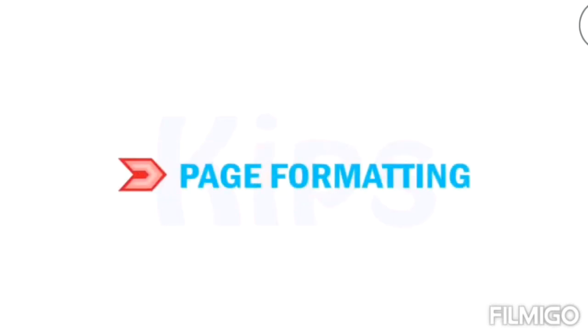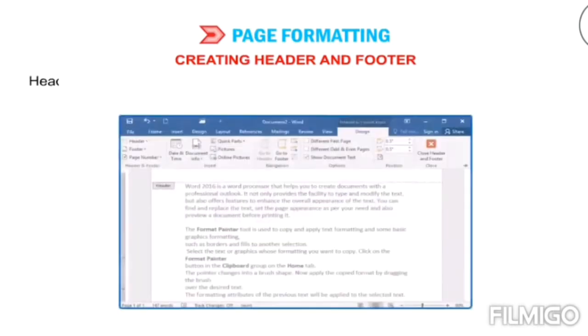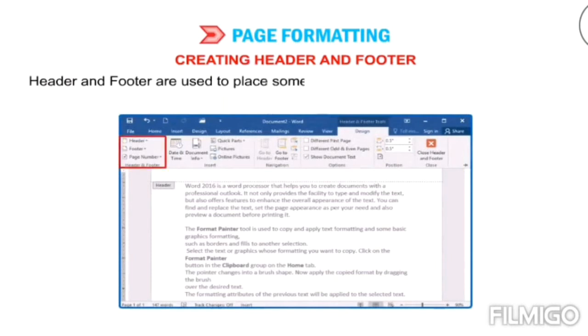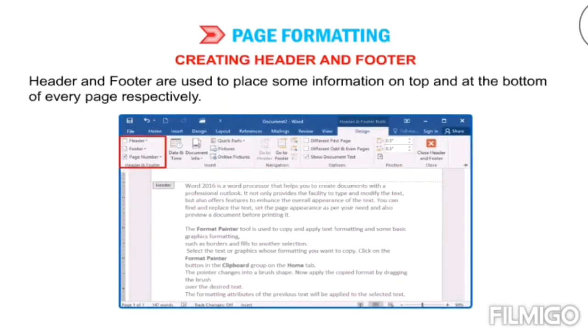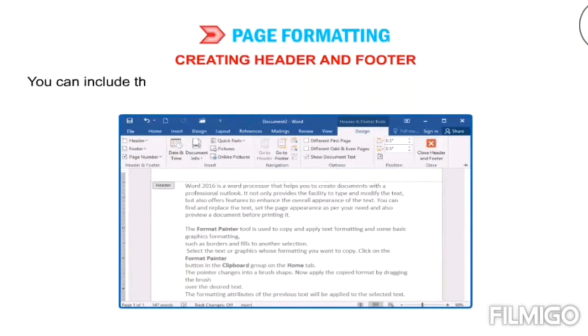Let us talk about page formatting. First step is to create header and footer. Header and footer are used to place some information on top and at the bottom of every page respectively. You can include the title, chapter's heading, date, page number, author's name, etc.